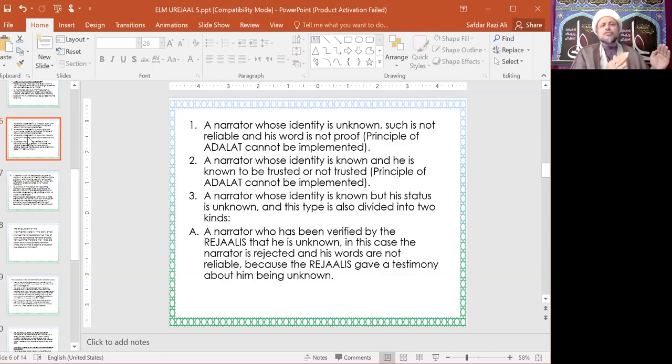In this type, we have two further bifurcations. A narrator who has been verified by the Rijalis as unknown in his status. So the ulama of Rijal have rubber stamped it. Finished, that means they have done their work. In this case, the narrator is rejected and his words are not reliable because the Rijalis gave a testimony that this person's status is unknown. So we don't need to apply any further rule because the experts have declared that we cannot find anything on him. He's unknown in his status. So this is the situation.